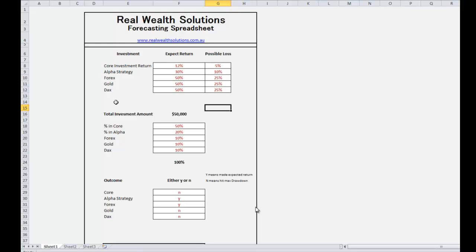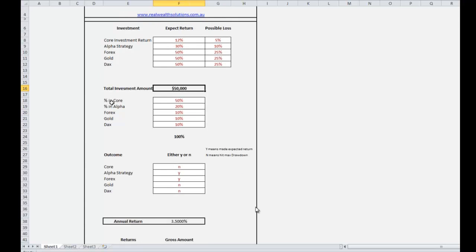As I mentioned before, in this example, we are using $50,000, and we are going to break up that $50,000 by putting 50% in the core investment, 20% in alpha, and 10% in each of the Forex, gold, and DAX investments. By putting a yes in the box, it indicates that the investment made its profitable outcome for the year.